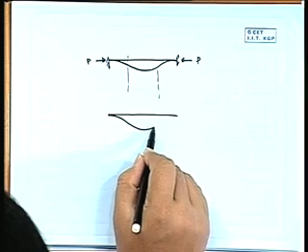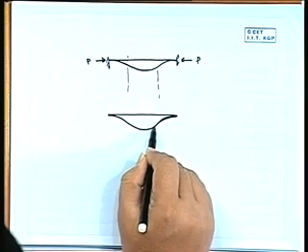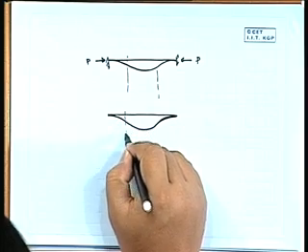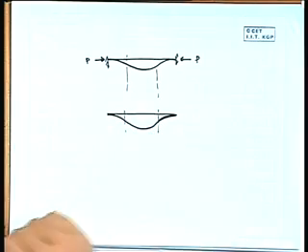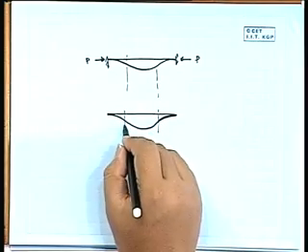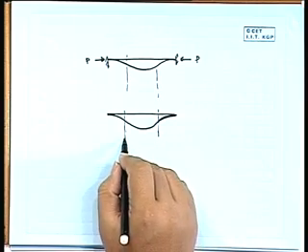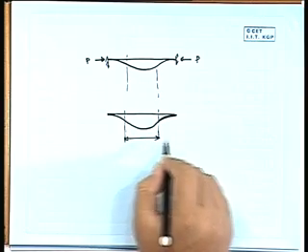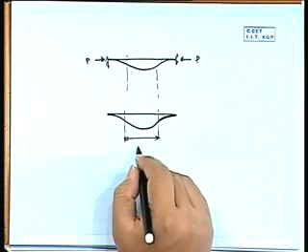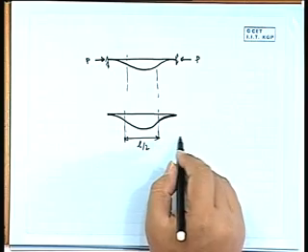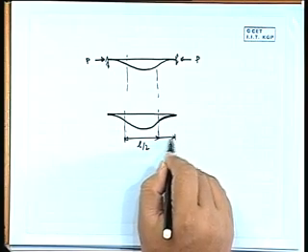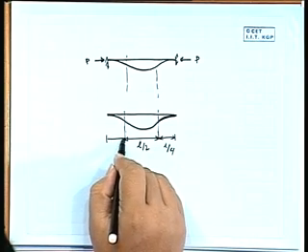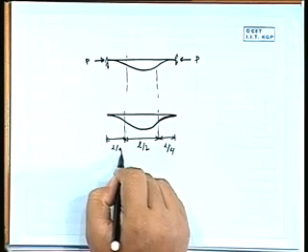Say it will be something like this. Okay. Now here you can just divide. How many divisions? This is the central part. Say it is L by 2. This will be your L by 4. This will be your L by 4.